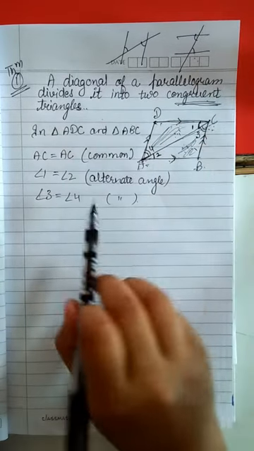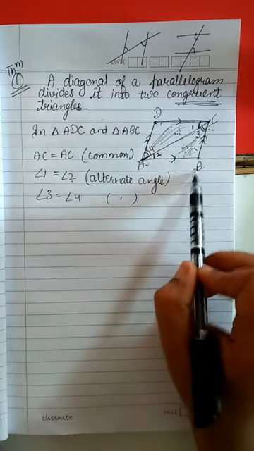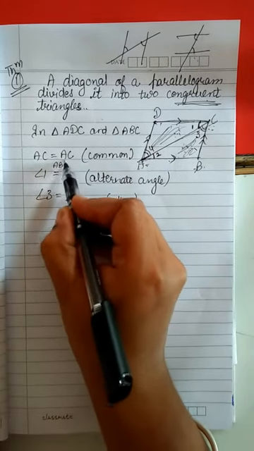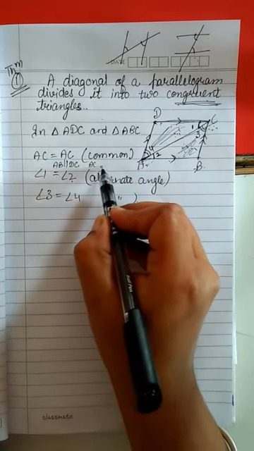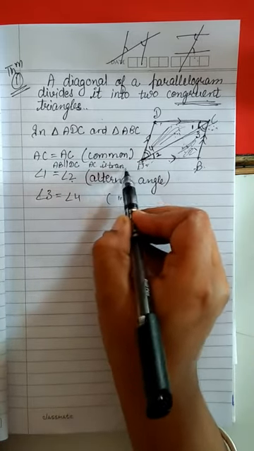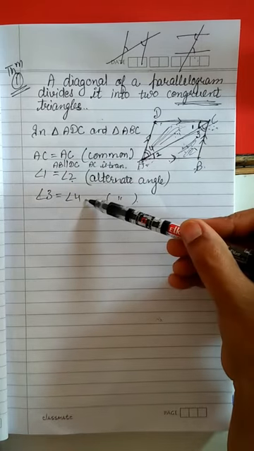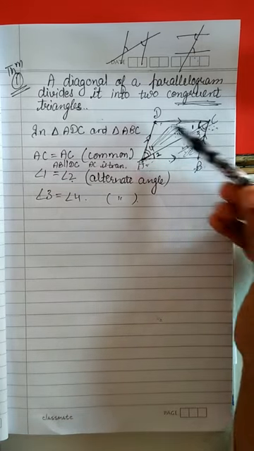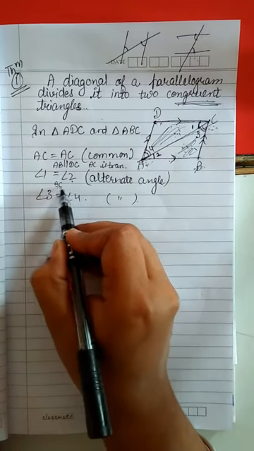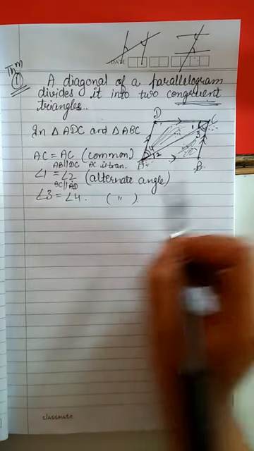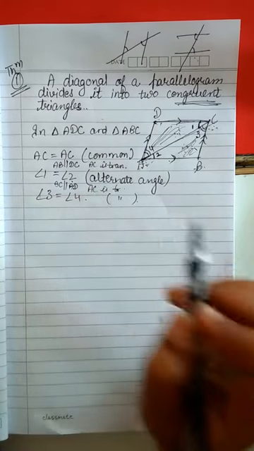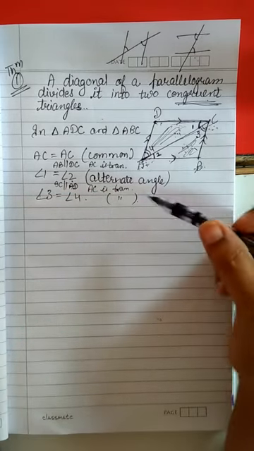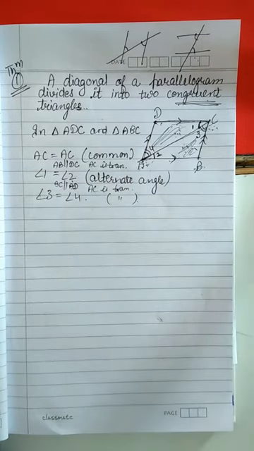Okay, so what will we write here? That AB is parallel to DC and AC is the transversal line. And in this condition we write that BC is parallel to AD and AC is the transversal line. Okay, so that's why these two angles are alternate interior angles and both angles are equal.